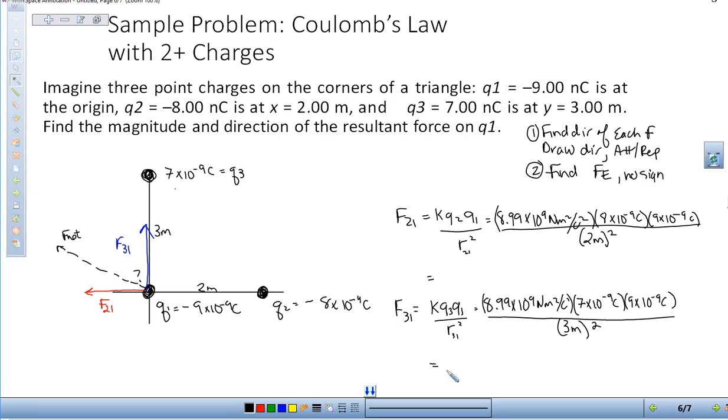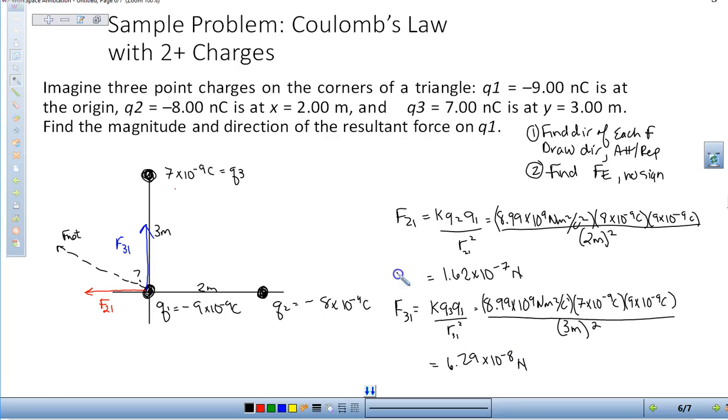8.99 e to the 9th times 8 e to the negative 9 times 9 e to the negative 9 divided by 2 squared. This one right here is 1.62 times 10 to the negative 7th newtons. Okay, and then I'm going to do the same thing here. 8.99 e to the 9th, 7 e to the negative 9 times 9 e to the negative 9 divided by 3 squared. And I get 6.29 times 10 to the negative 8 newtons.